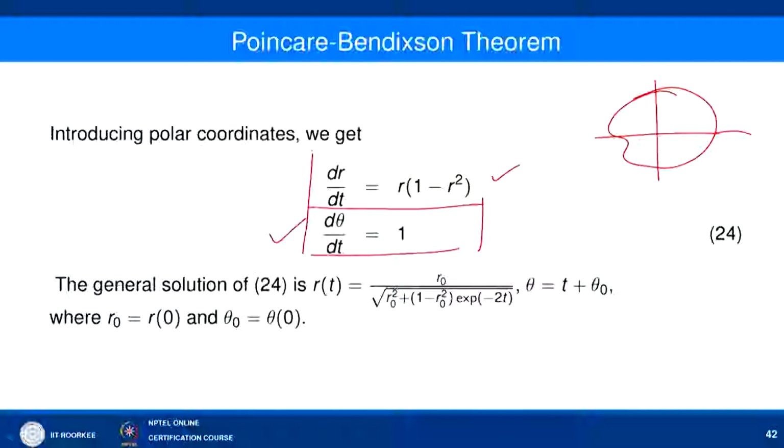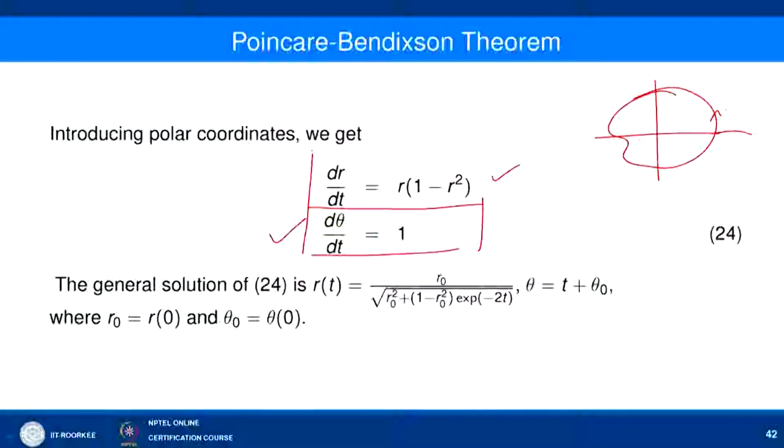For example, here d theta by dt is equal to 1, which is a positive quantity. So, it means that it is moving in the positive direction. Now, what is the positive direction? It is the anti-clockwise direction. So, it means that the solution will move in the anti-clockwise direction here.